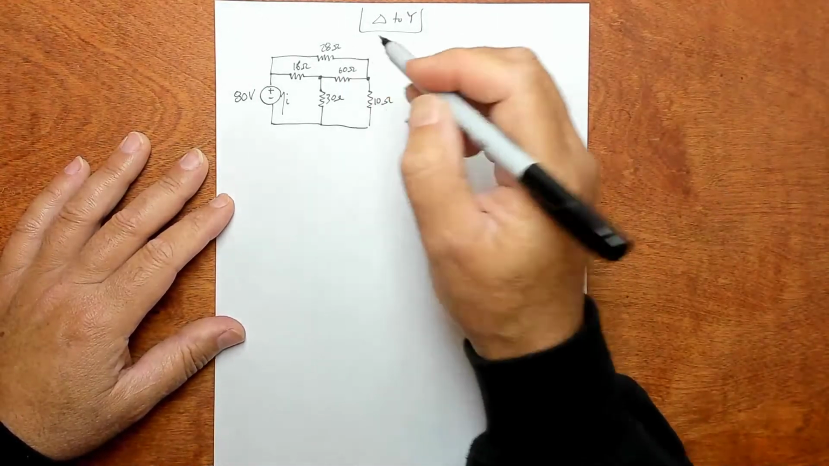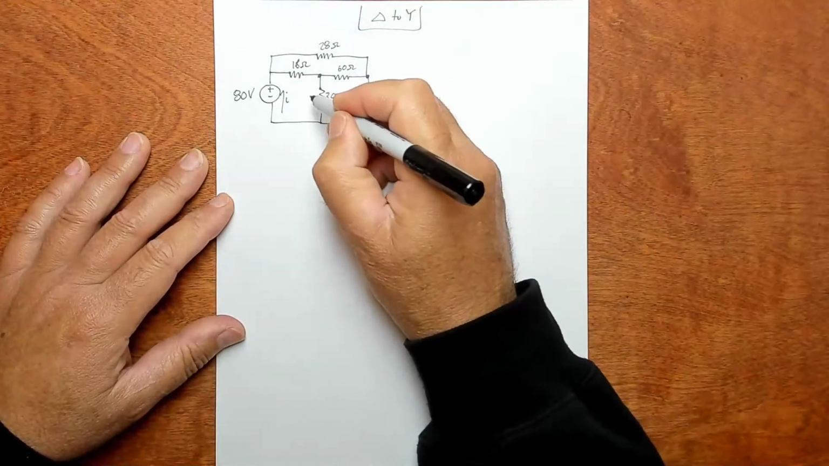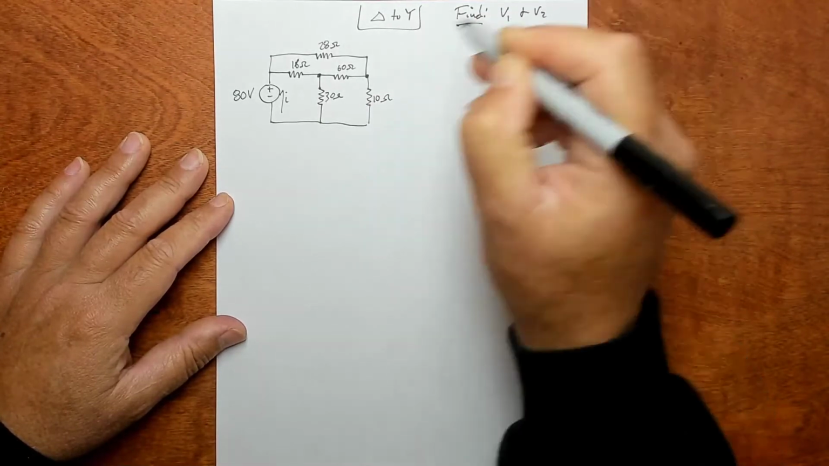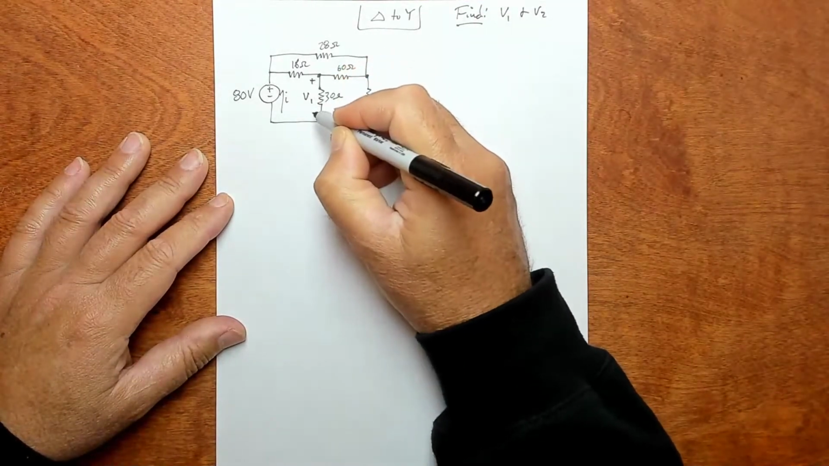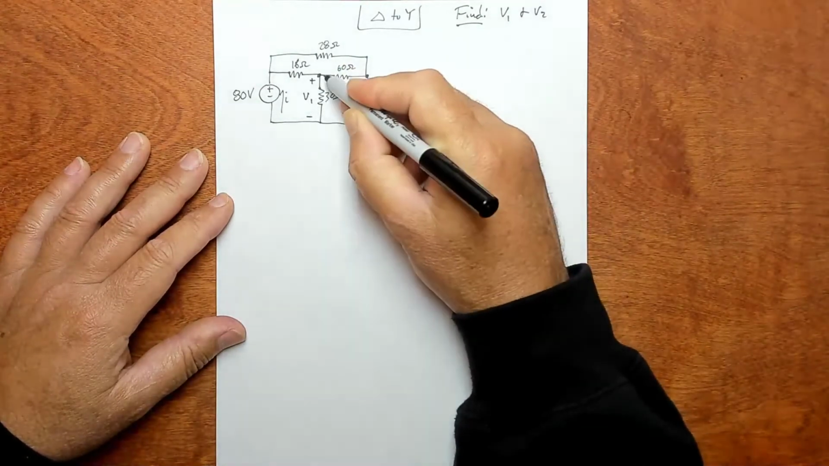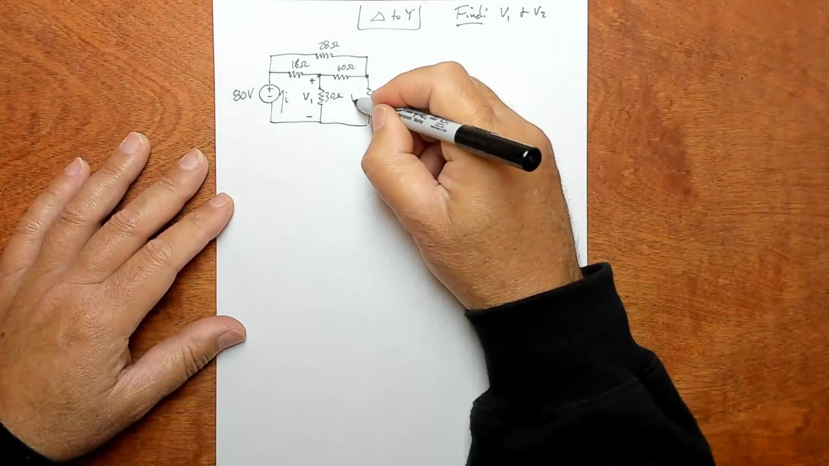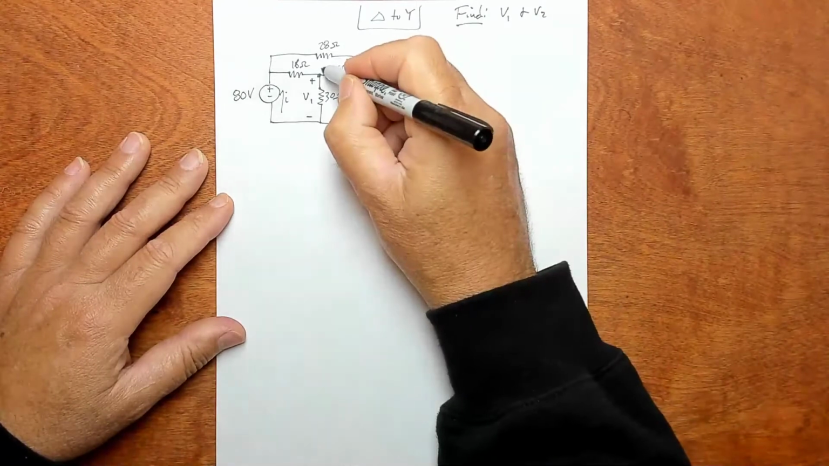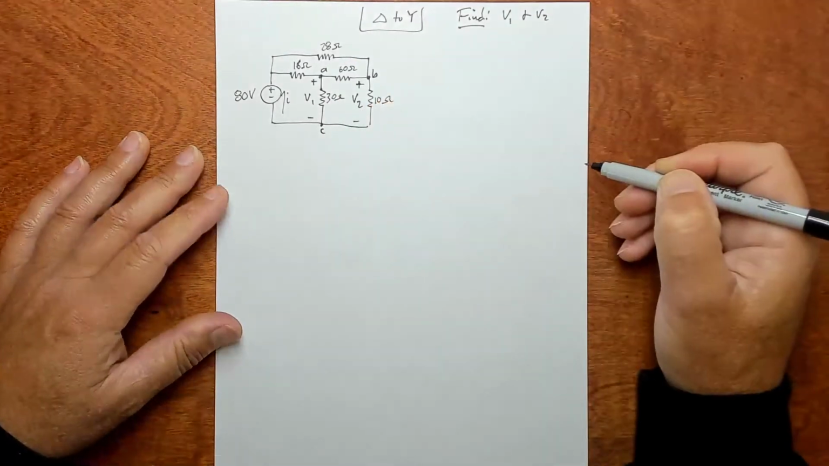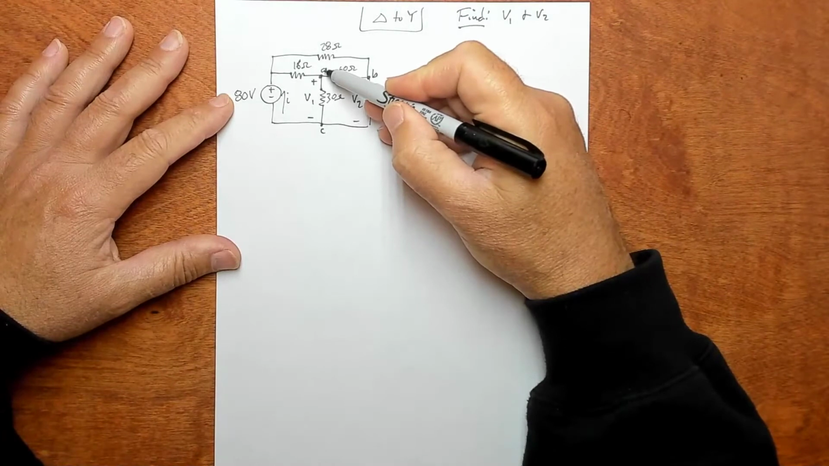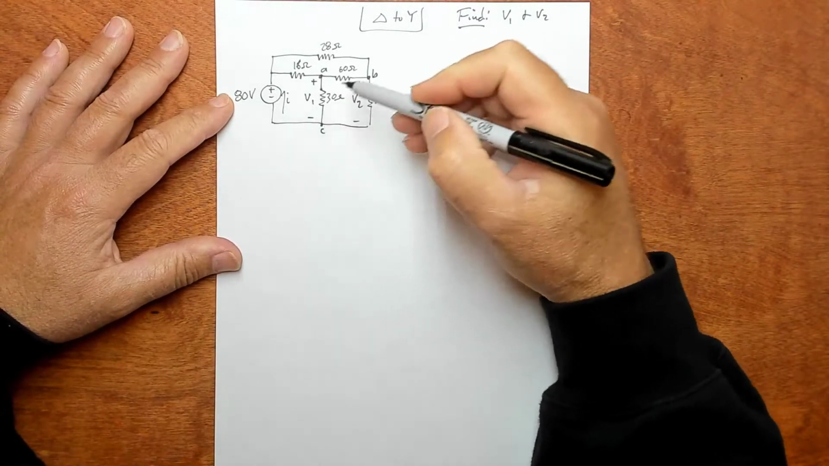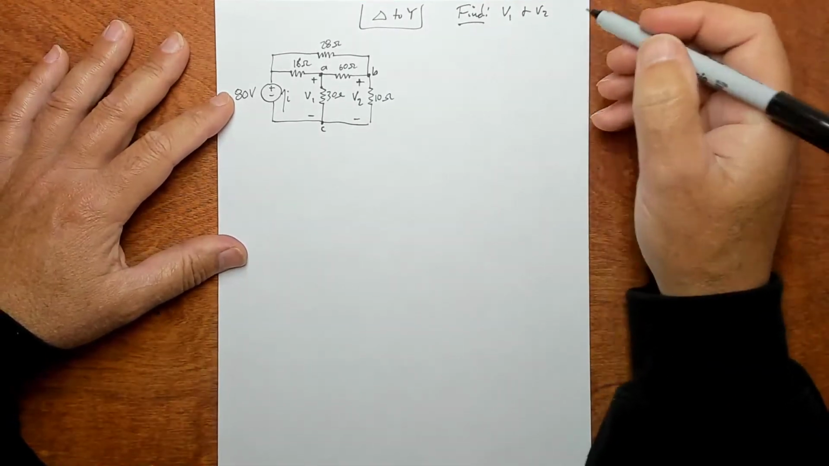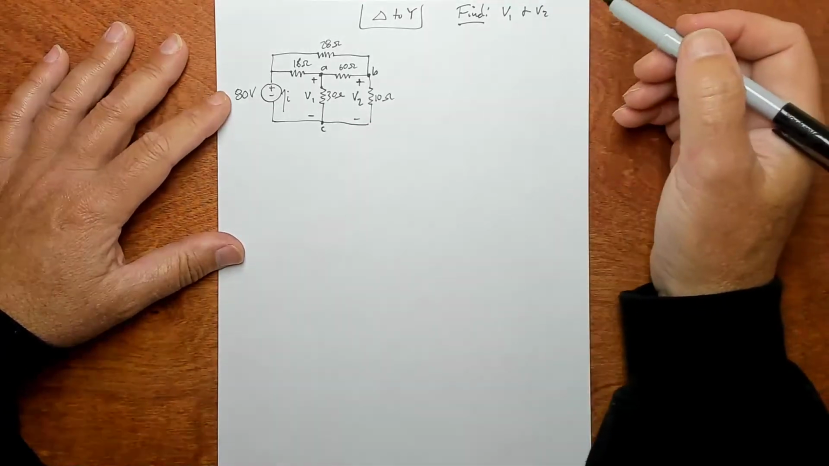But there's some interesting things that are going on in here. We want to find V1 and V2, and V1 is this guy. It's the voltage across the 30 ohm resistor, and V2 is this guy. It's the voltage across the 10 ohm resistor. So if I label these nodes A, B, and C, V1 is the voltage between nodes A and C, and V2 is the voltage between nodes B and C. All right, it's another way to describe V1 and V2.